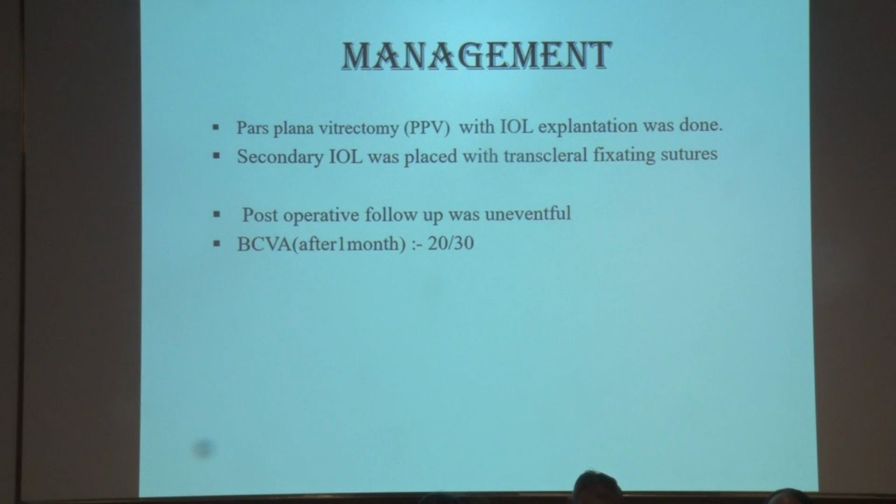Then the patient was managed with pars plana vitrectomy and the IOL was explanted. A secondary IOL was placed with transscleral fixating sutures. Post-operative follow-up was uneventful, and after 1 month of the surgery, his best corrected visual acuity was 20/30.